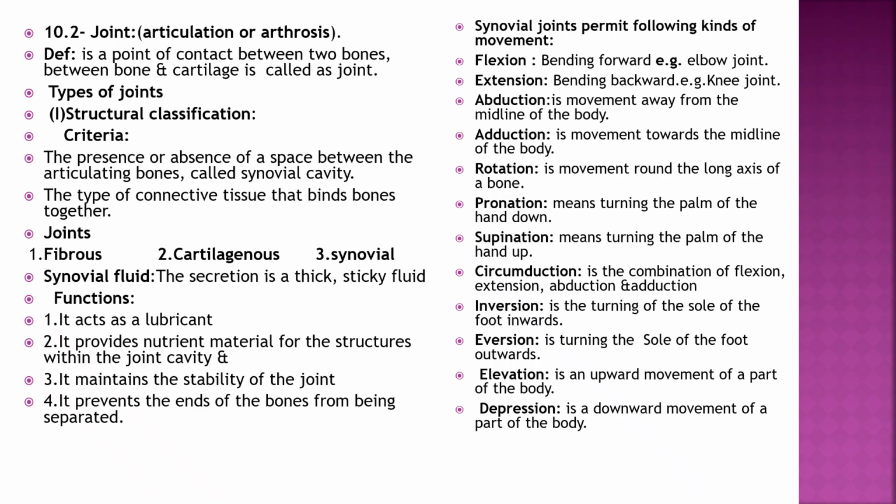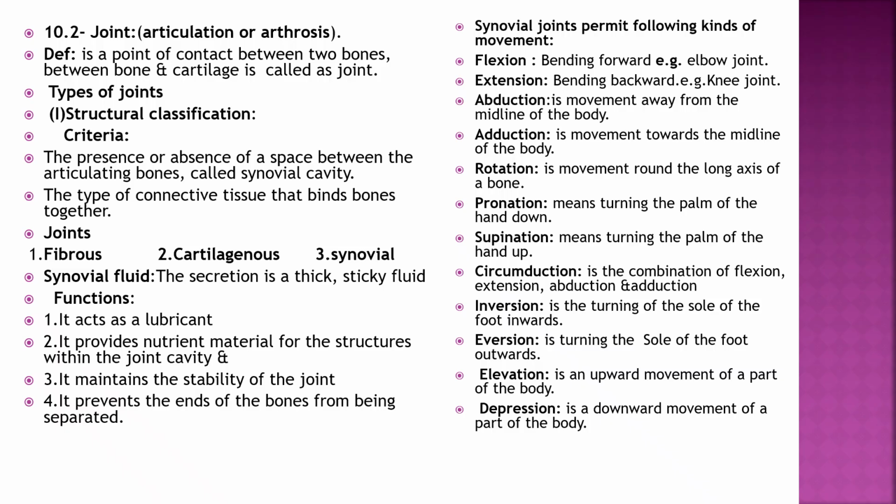Then joint, when many bones come together they form a joint, and a joint is mainly for the locomotion of the human body. There are different joints like fibrous, cartilaginous, synovial joint, and inside the joint there is a fluid that is called synovial fluid, which acts as a lubricant and provides nourishment and then maintains stability and prevents the end bones from getting separated from each other.